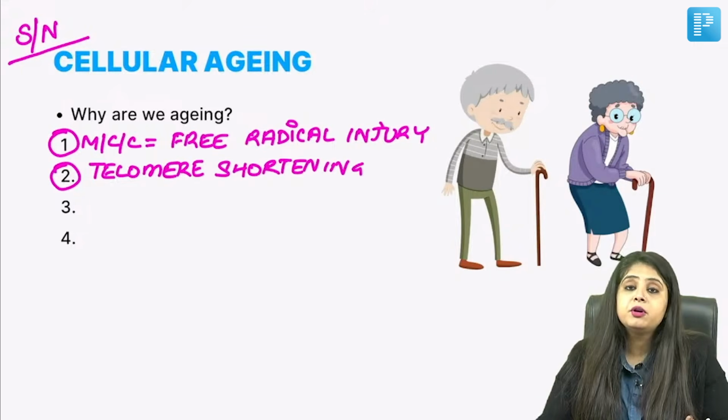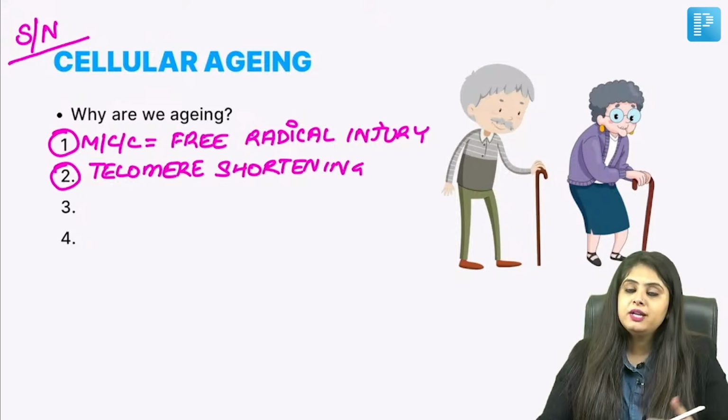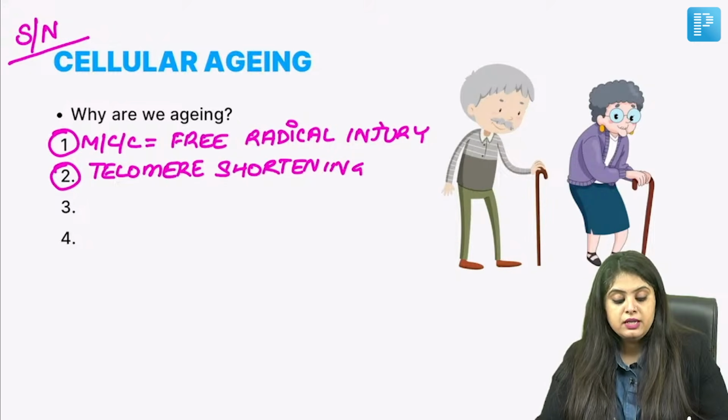Did you know all of us have a problem? Our chromosomes will become old and that is why we will become old. I will teach you. Number 3, we are becoming old because of the most major problem nowadays, dietary issues.